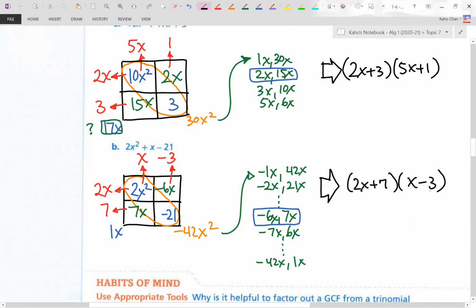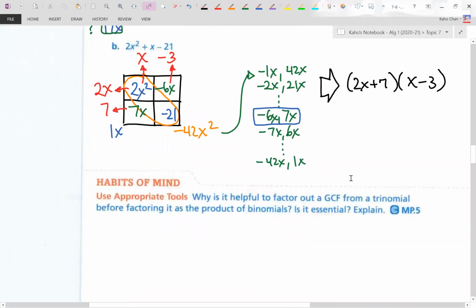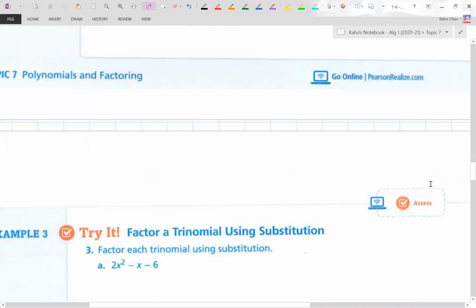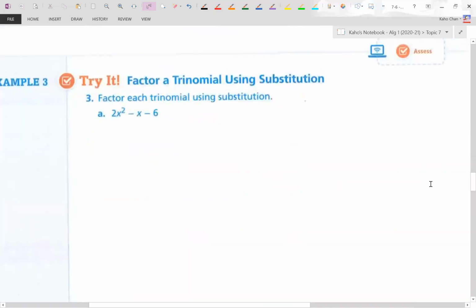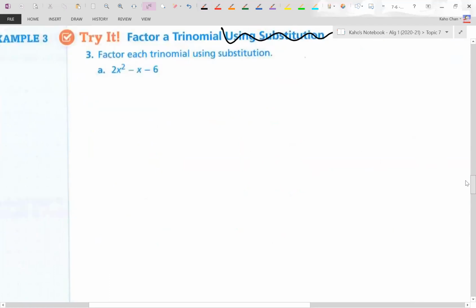For the rest of this particular section, it's more or less the same stuff. Let's go to the next page. Again, this is a situation where practice is definitely important. You can't just watch me do this all day. You guys got to try it on your own. The instructions for example 3 say substitution. Just ignore that. It's not necessary. In fact, it's easier to just use the same method.